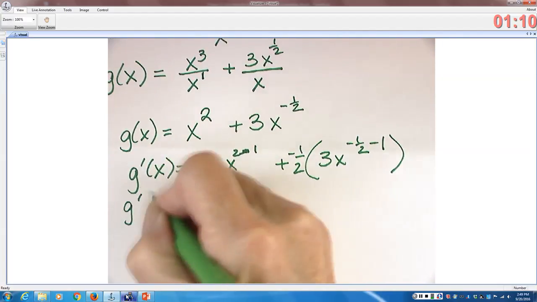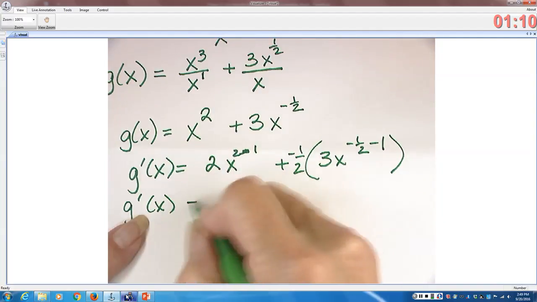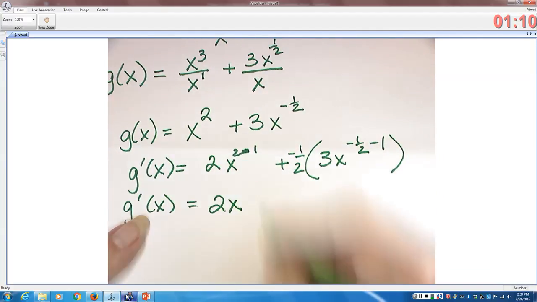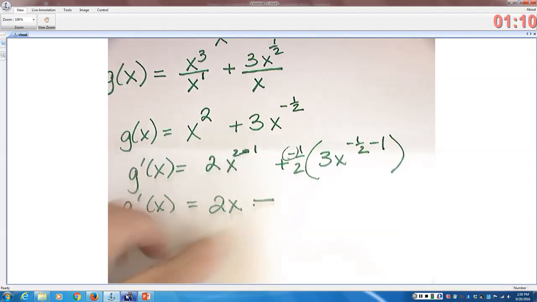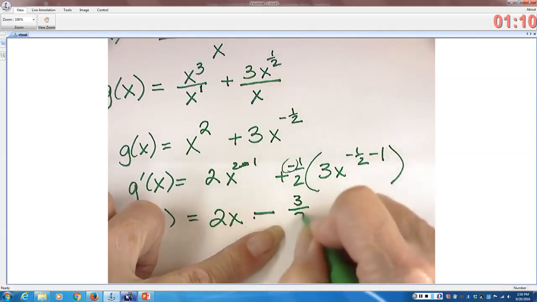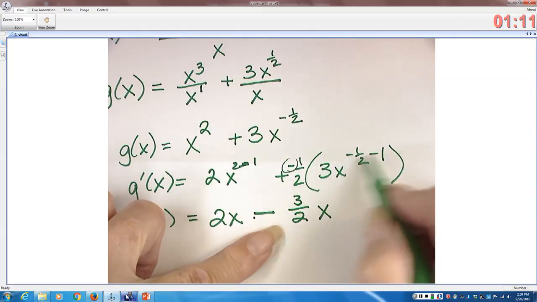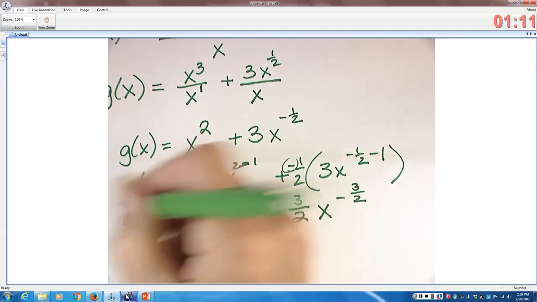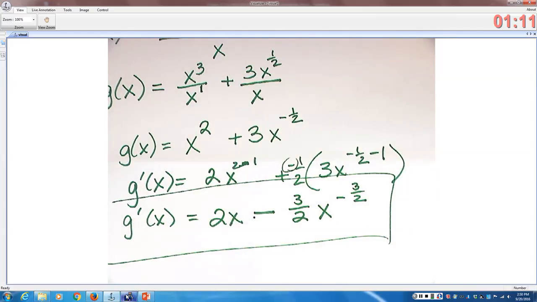So now g prime of x is going to be, let's see, 2x, 2 minus 1 is 1. I can write it down or I can leave it off. Because I've got a negative sign here, this is going to trump the plus sign, so that's going to be minus 1/2 times 3 is 3/2, times x to the negative 1/2 minus 1, which is negative 3/2. There's your derivative. Okay?